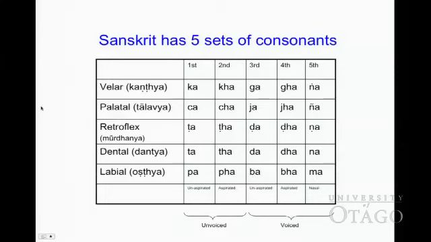This is the 5 sets of consonants. So 5 times 5 is 25 consonants. In each set, we divide into 5 consonants. The first one is unaspirated. The second one is aspirated. The third one is unaspirated. The fourth one is aspirated. And the last one, the fifth, is nasal.